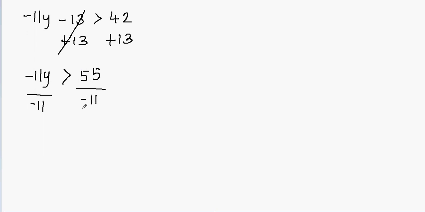Again, what you have to do when you multiply or divide by a negative number, you have to swap the inequality. So this time we'll swap the inequality since we have divided the equation by a negative number. So here, negative 11 and negative 11 will cancel out each other. I'll bring down y. Y is less than 55 divided by 11 will be 5. And then I have to put the negative sign in front of it since it's 55 divided by negative 11. So y is less than negative 5.